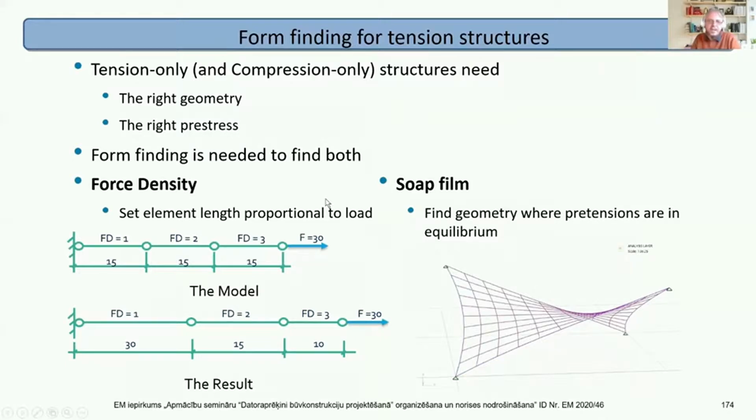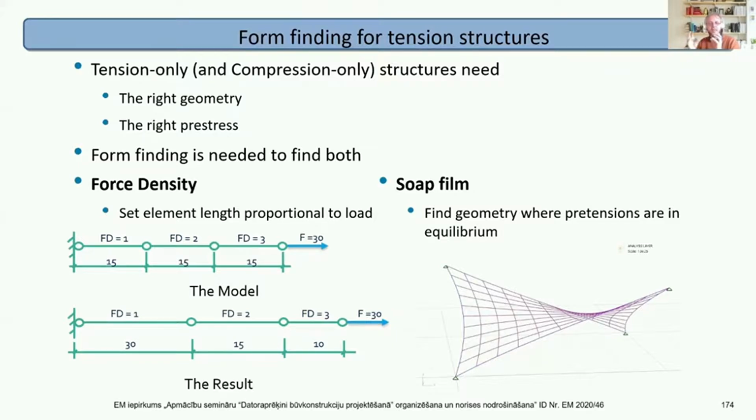Now, you need to get the geometry and the pre-tensions right on these, and quite often you need form finding methods to find them. There are a couple of major form finding methods you can use with your FE analysis. There is the force density method, which sets the length of the elements in proportion to the applied load, the force density. Or there's the soap film method, often used in dynamic relaxation, which finds the geometry where the pretensions are in equilibrium.